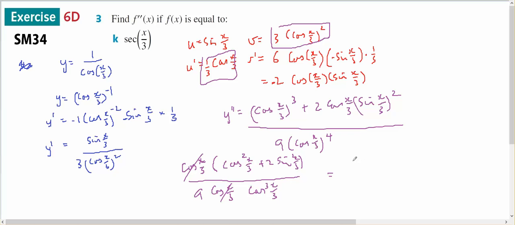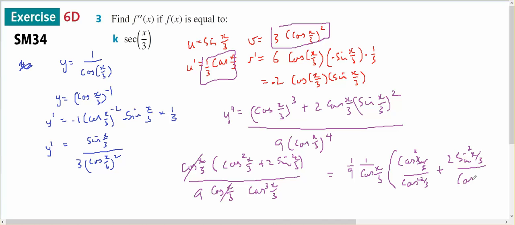I then might put a 1/9 and take one of these coses, so 1 on cos of x on 3. And then I'm going to have cos of x on 3 squared over cos of x on 3 squared plus 2 sine of x on 3 squared over cos of x on 3 squared. So that gives me 1/9 sec x on 3 times 1 plus 2 sine on cos is tan x on 3 squared.